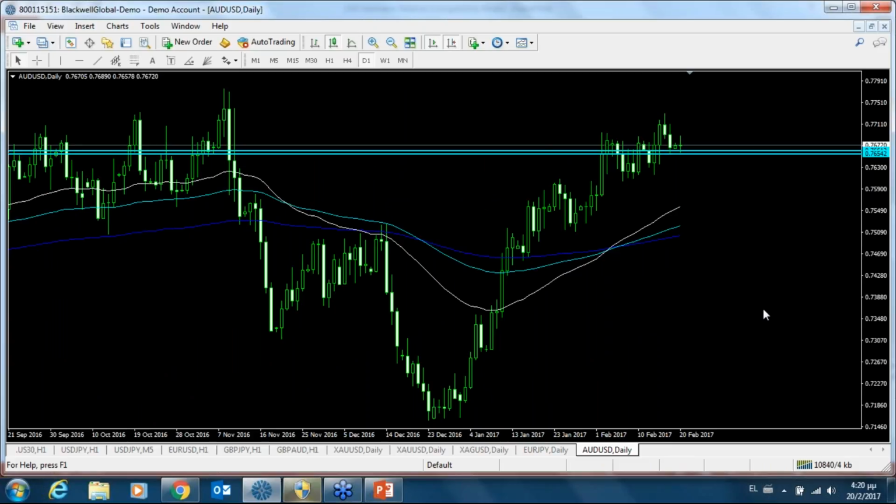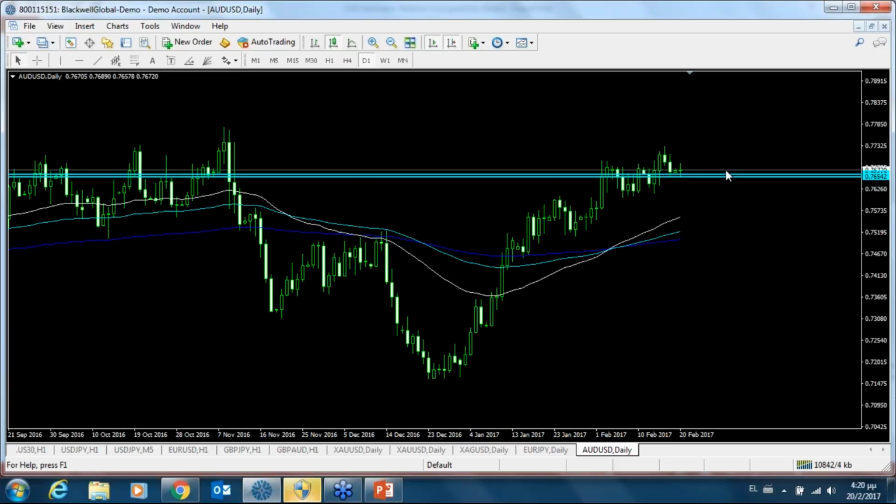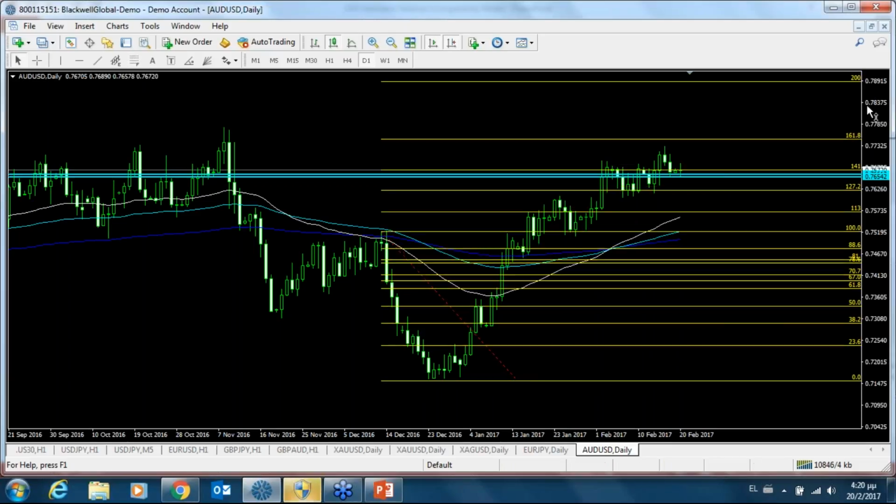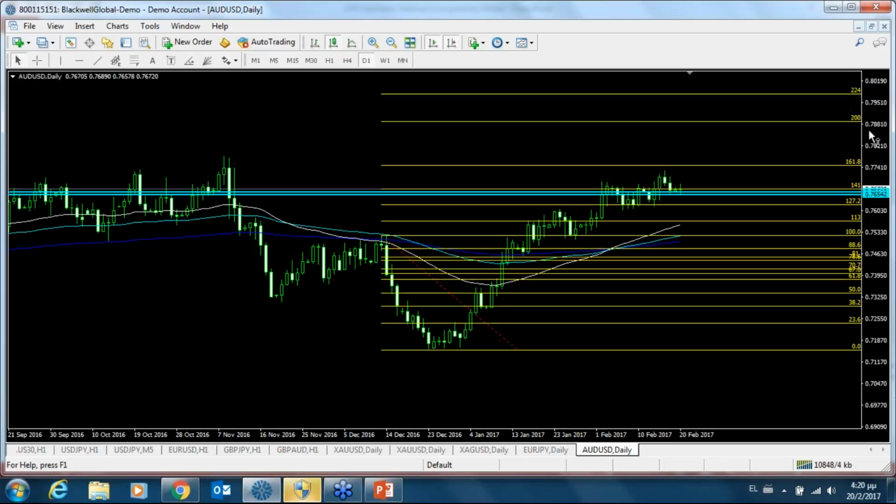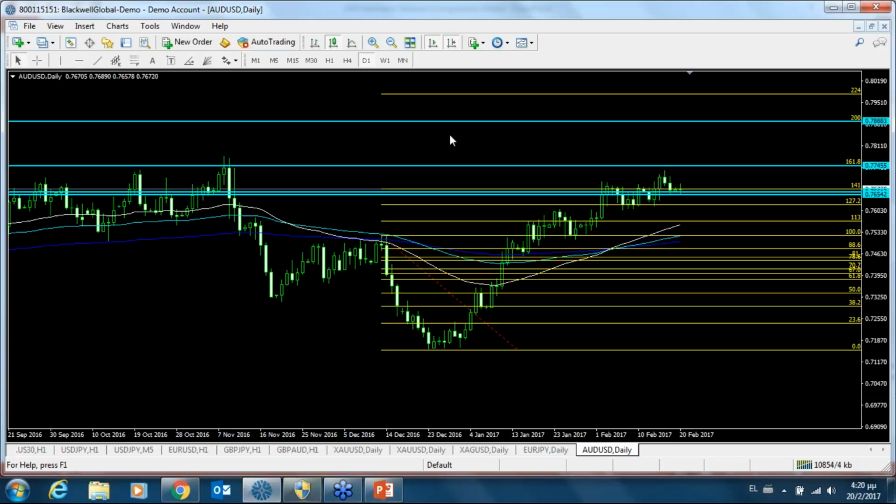It is also shown on the daily chart. Okay, so here, if at all, it is giving us lots of hints to the upside. I may be looking at pulling this area here and look at what are the possible lines to the upside that prices can reach. You've got 161.8 right there, you've got 200 right there, and you've got 224.